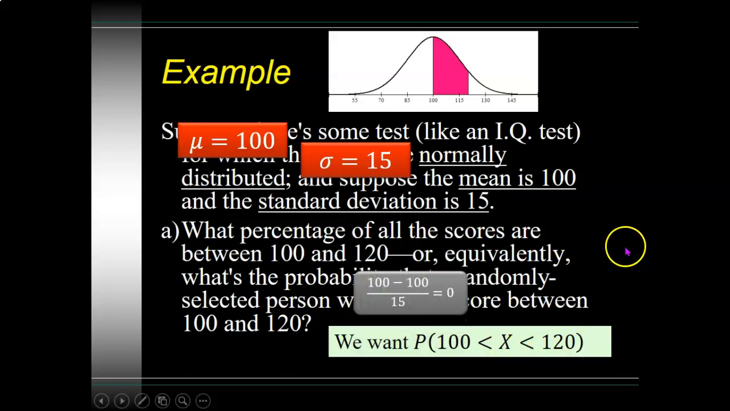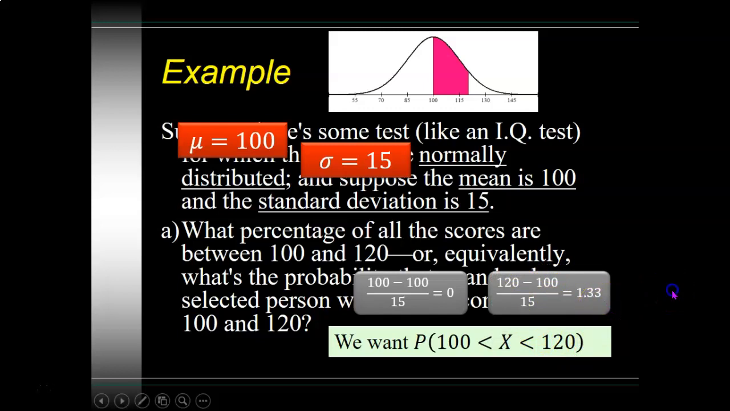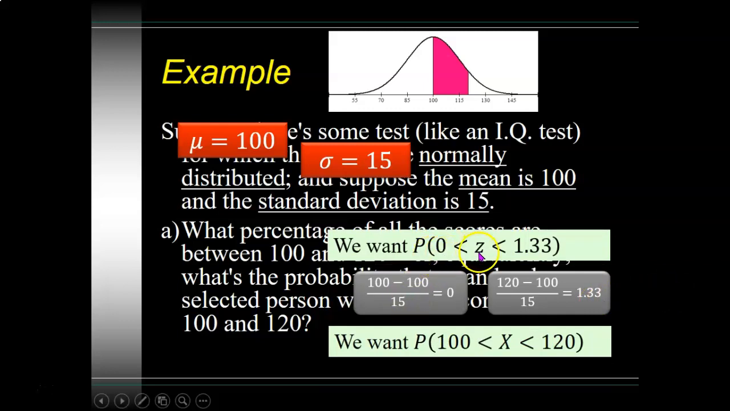Now, if you're using the table or the z-score method, we'd want to convert these to z-scores. When you convert 100, you just take 100 minus the mean, which is also 100, and divide that by the standard deviation, which is 15, and that comes out to be 0. When you convert 120 to a z-score, you take 120 minus 100 divided by 15, and that comes out to be 1.33 as a z-score. So now we want the probability of z being between 0 and 1.33.